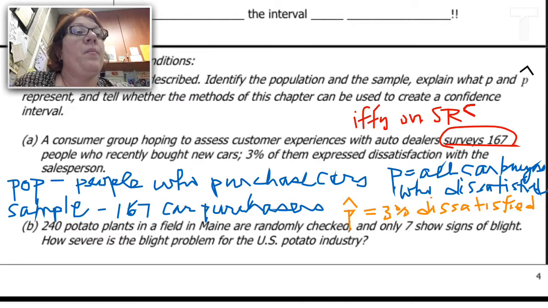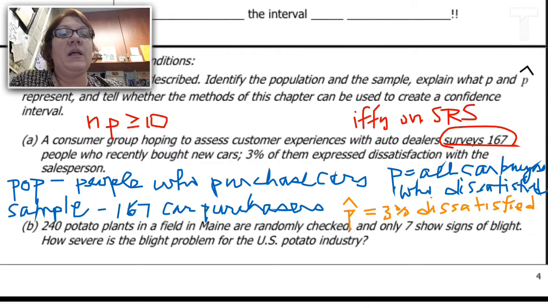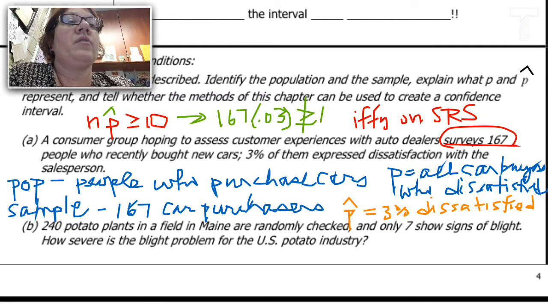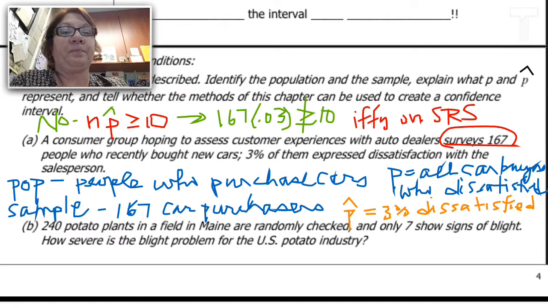But remember, when I'm checking conditions for p hat problems, I have to check to see if n times p is greater than or equal to 10. Now, since I don't have p in the p hat problems, I'm going to have to use p hat to do the checking. And so when I check 167 times 0.03, it is definitely not greater than or equal to 10. So this would be a for sure no, just for that reason right there.